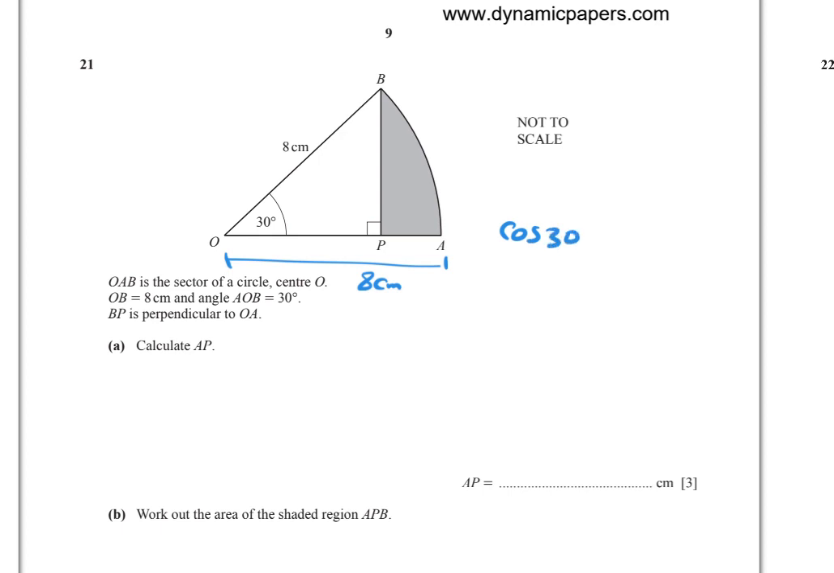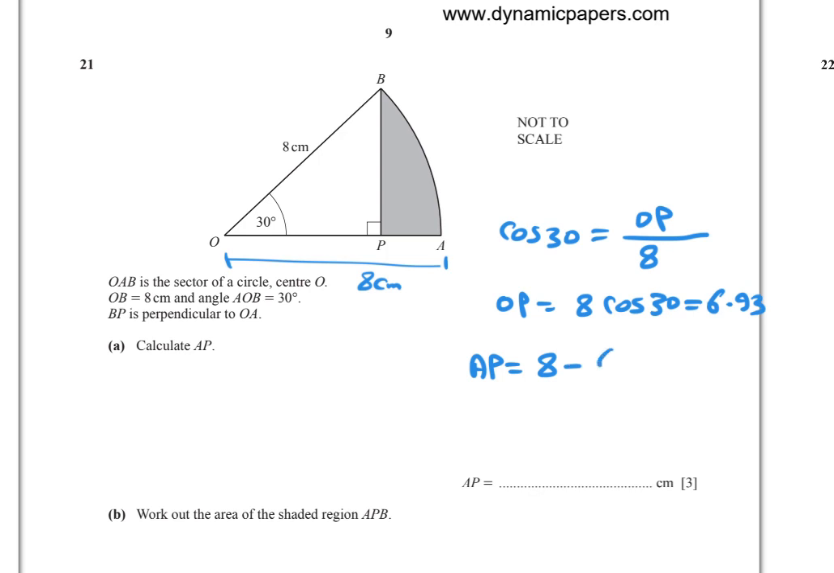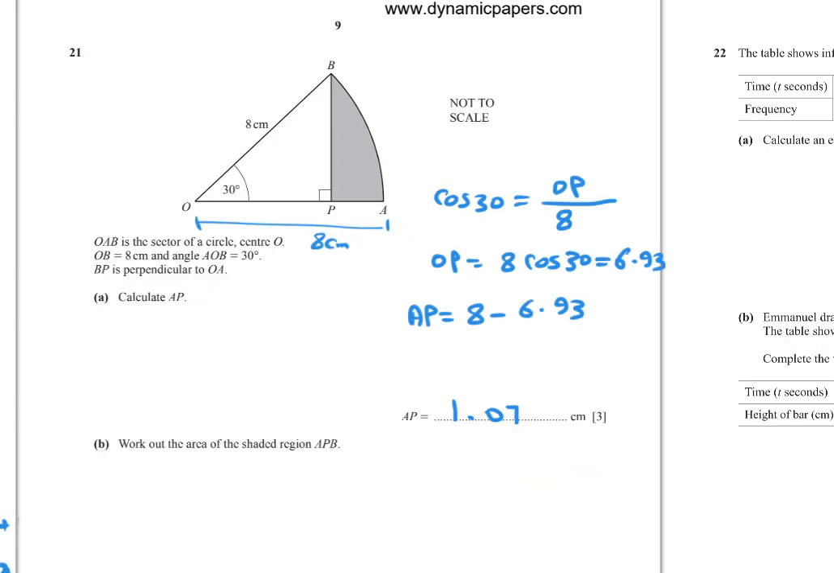cosine of 30 equals OB over 8. So OB equals 8 cosine of 30 equals 6.93 to 3 significant figures. So now AB equals 8 minus 6.93 equals 1.07 centimeters. B, work out the area of the shaded region A, B, B.